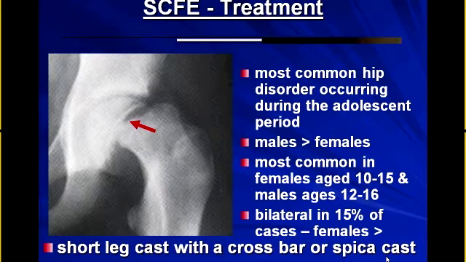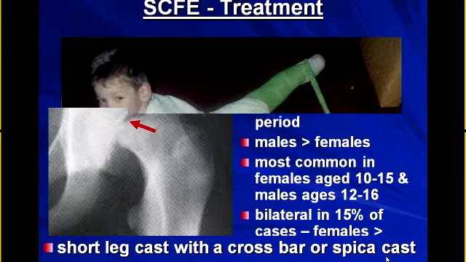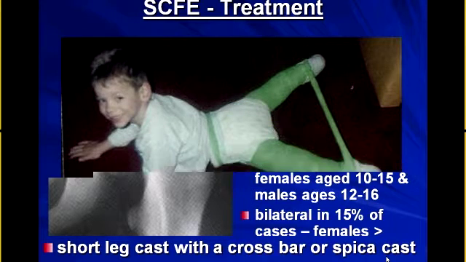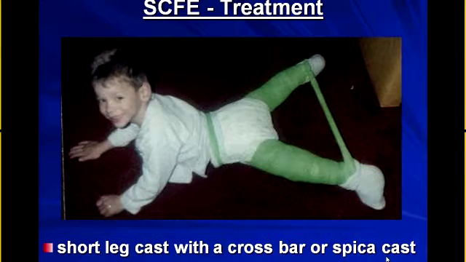What is important with these children is that 20% of them will have no symptoms, and there is no correlation between the amount of slip and the amount of symptoms. So these children could very well come into your clinic. They may or may not be limping. They may or may not be complaining of pain.